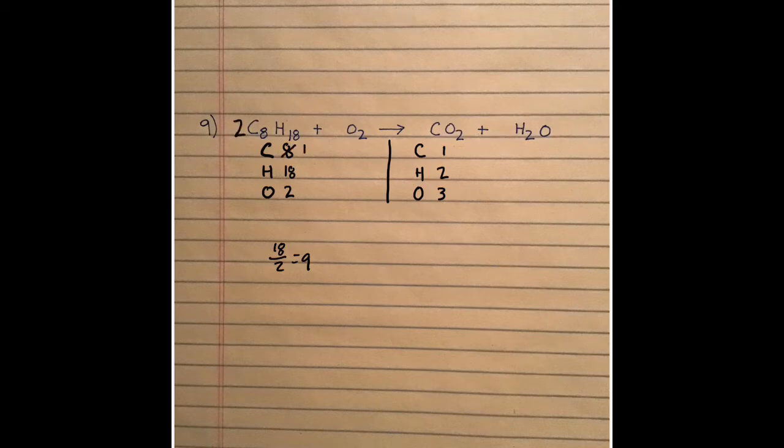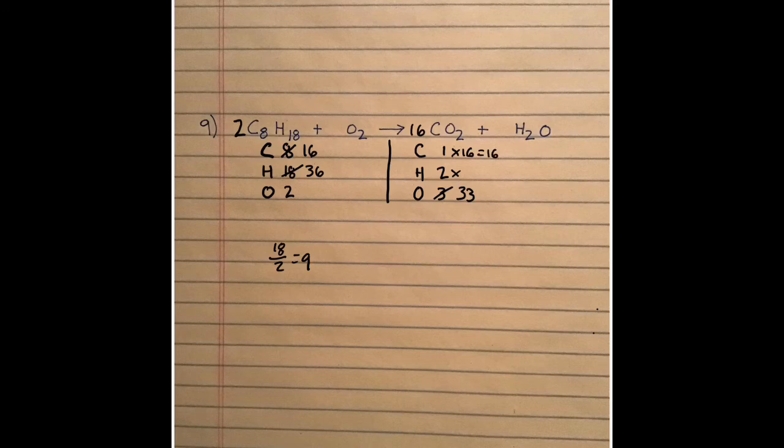And so anytime that I see that I'm going to end up with an odd number, then I just start off by putting a 2 in front of the hydrocarbon, as I did here, and changing those amounts, which gives me 16 and 36 respectively for the carbon and hydrogen. And then carbon, we're going to multiply it by 16 on the product side, which will give me 16 in front of the CO2, which makes me have 16 carbons.